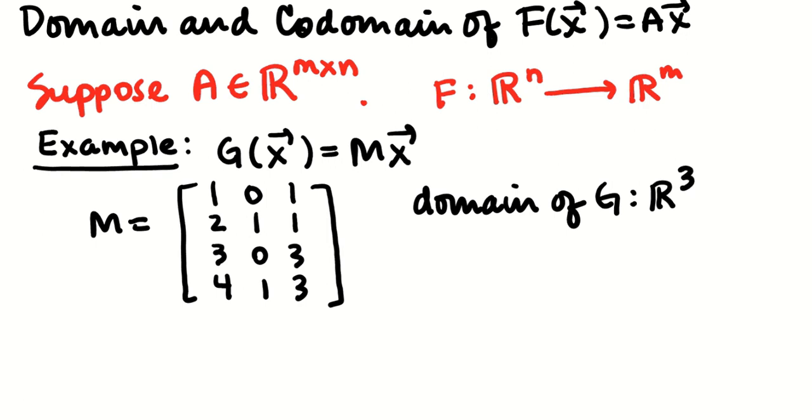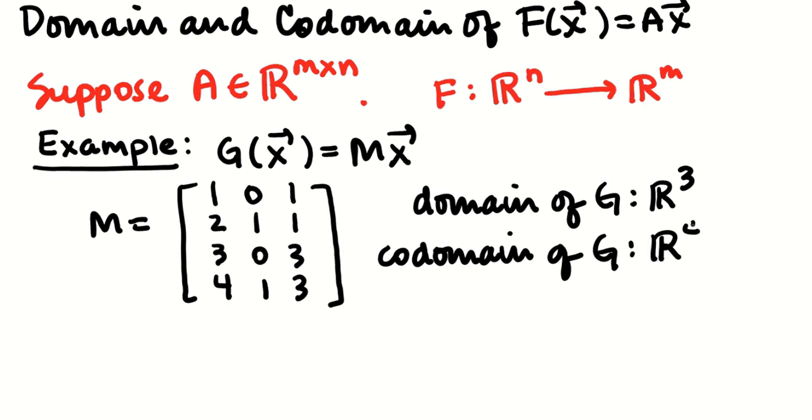So I can conclude that the domain of G is R3. And M being a 4 by 3 matrix, if I multiply a 4 by 3 by a 3 by 1, I will get back a 4 by 1 matrix. So that means that the codomain of G, which is kind of like the space that the range lives in, the type of things that we will get back from this function, is going to be R4.